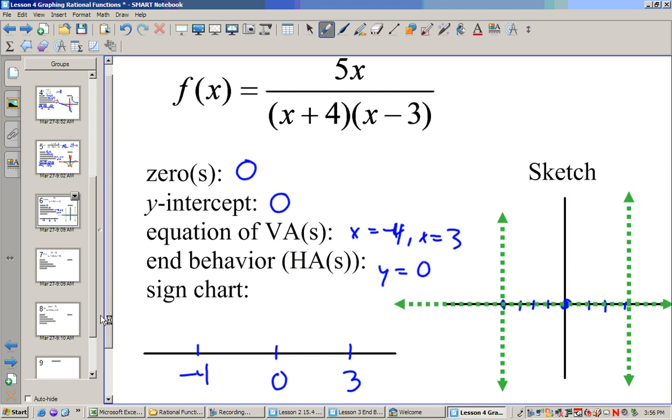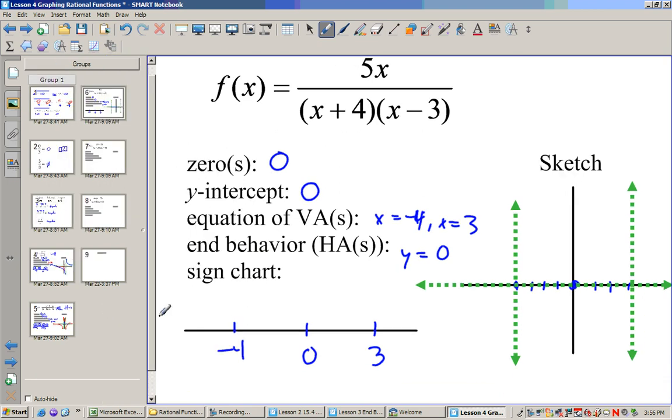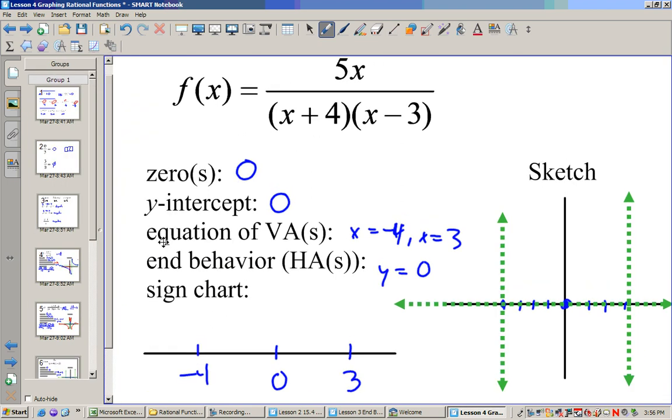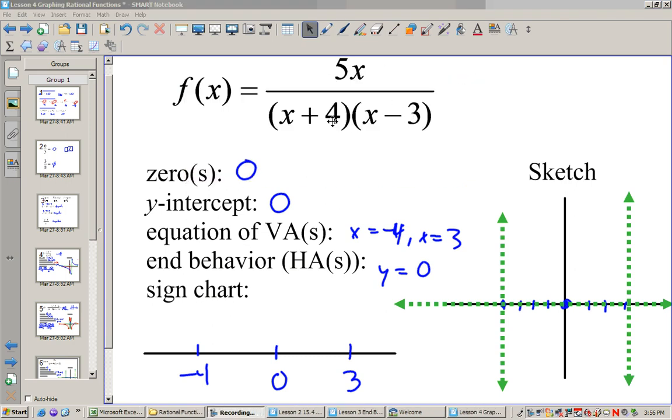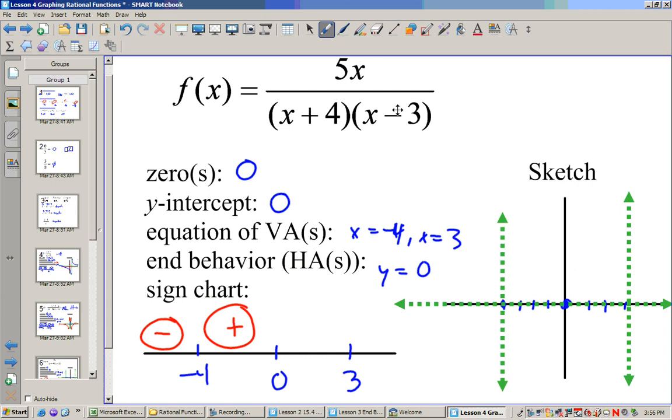So, left of negative 4, let's put in a negative 5. That would be a negative over a negative times a negative. So 3 negatives would give us a negative value. Let's just plug in a negative 1. Negative 1 would give us a negative over a positive times a negative. So there's 2 negatives, so that would make it a positive. If I plug in a 1, that would be 5 over 4 over negative 3, so there's only 1 negative. That would make it a negative. To the right of 3, say 4. Positive, positive, positive, so that would all be positive.